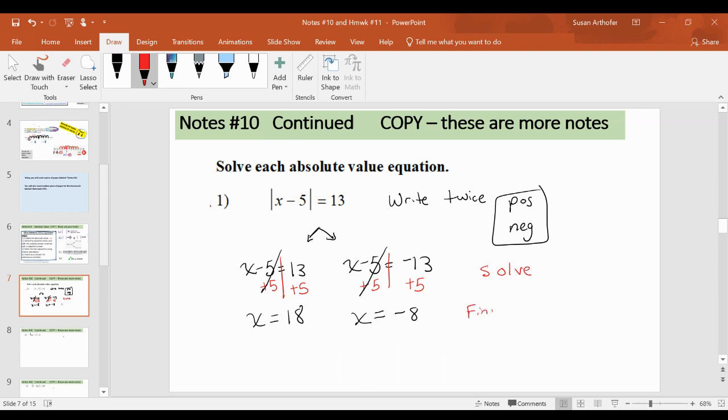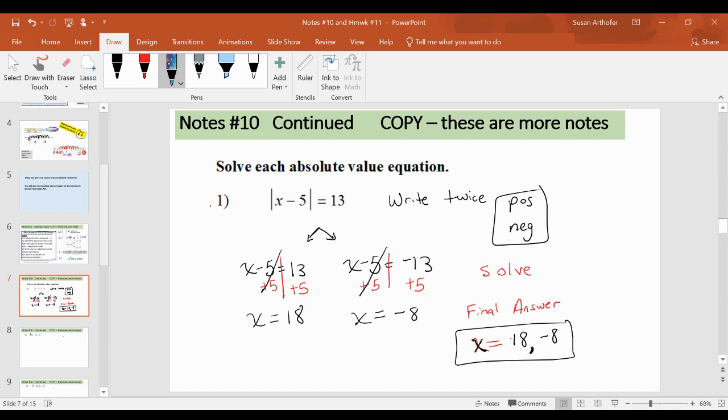So what's the final answer? Well, you're going to have 2 because we have to account for both sides of the number line to get back to 0. That's why you're getting 2 answers. So we're going to write x is equal to 18. I'm just reading from this side. And x is equal to negative 8. A lot of times we write it with this comma in between.